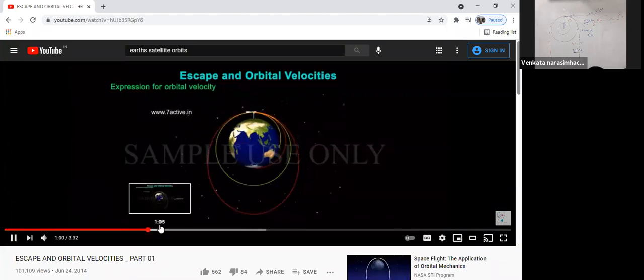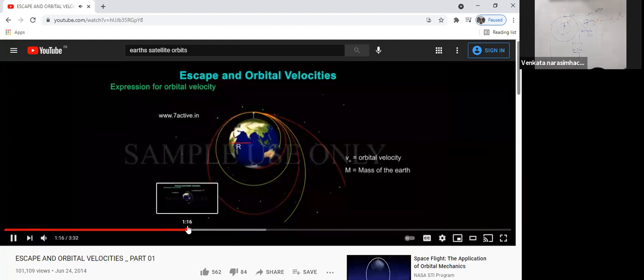Let m is equal to mass of the satellite, right above the surface of Earth. R is equal to radius of Earth. V naught is equal to orbital velocity. M is equal to mass of the Earth. The force F required by the satellite to keep revolving is provided by the gravitational force between the satellite and the Earth. Therefore, m v naught square by (r plus h) is equal to G M m by (r plus h) square, for the satellite at a height h.